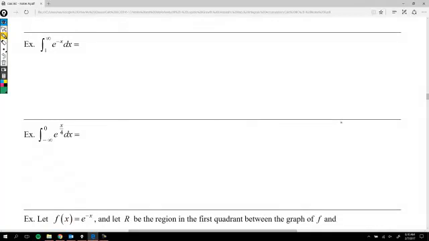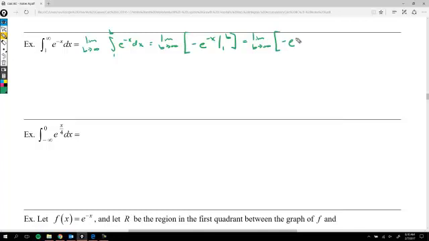Okay, let's try this one. Now in our warm-up, we found that this one was convergent, and so again, I'm going to rewrite my limit as b approaches infinity from 1 to b of e to the negative x dx. Now we evaluate our integral. It's going to be negative e to the negative x from 1 to b. Right, and we do the first fundamental theorem.